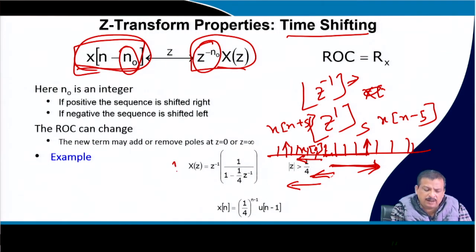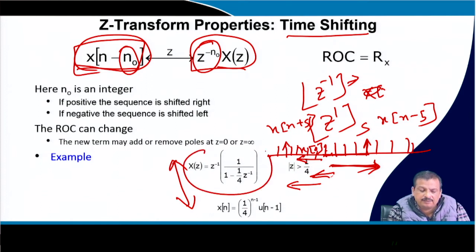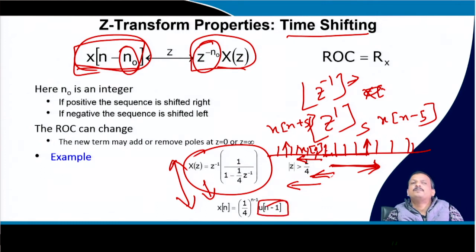You can do this example also. This is my X(z), and if I convert it to x(n), it will be shifted by one sample by inverse transform. Or if I do the Z transform of these, it will come here.